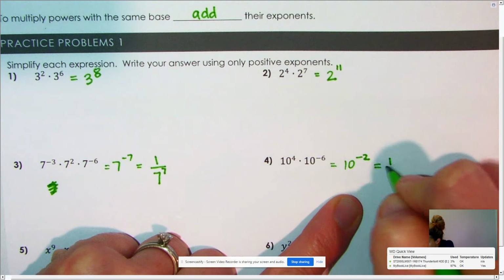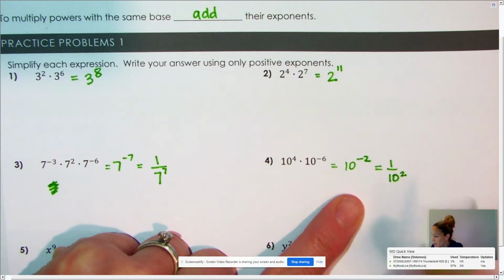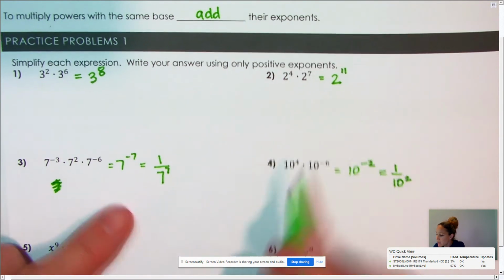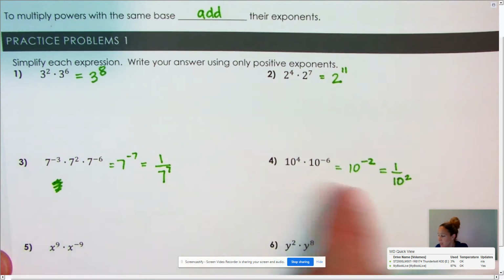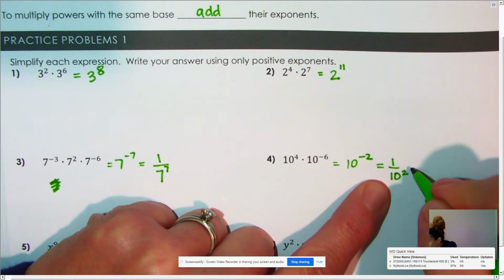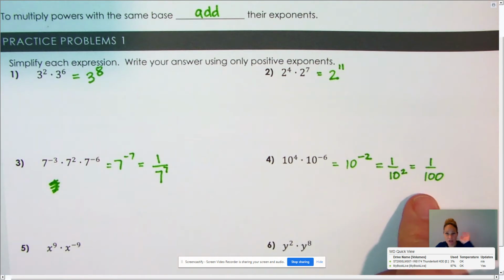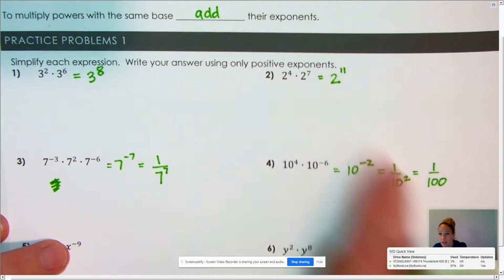And then that is equal to 1 over 10 to the positive 2. Remember, it's unhappy in the top, so we put it in the bottom. And typically, if we have these really big numbers, we just leave it written in exponent form. Sometimes when we have ones that are really easy to do, we would leave it as 1 over 100. You just do whatever your teacher tells you to do. I would say either one of those answers are acceptable.